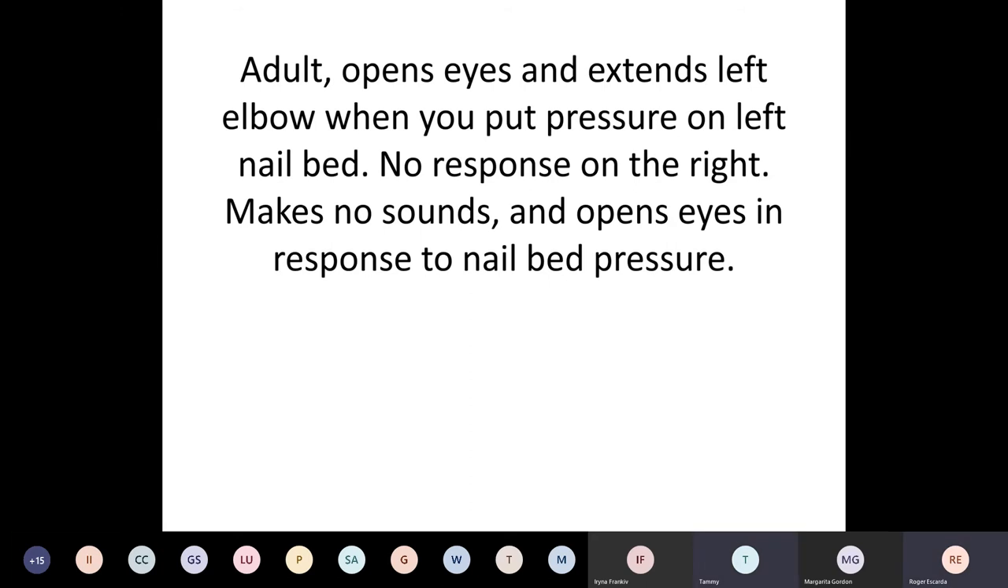Okay, sorry. Adult opens eyes and extends left elbow when you put pressure on left nail bed. No response on the right, makes no sounds, and opens eyes in response to nail bed pressure. So that would be eye opening. Would it be 2? No pressure on the right. So 5. Right, very good.